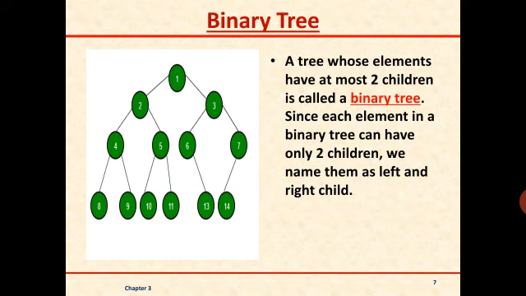Now let us learn in brief about a binary tree. So what is a binary tree? A tree whose elements have at most 2 children, we call it a binary tree.